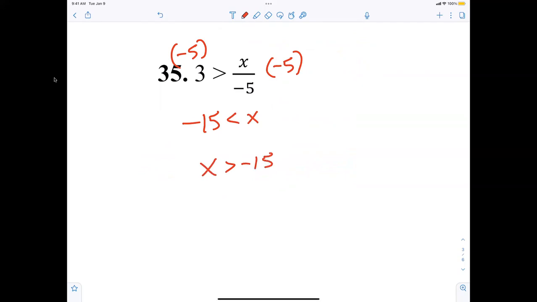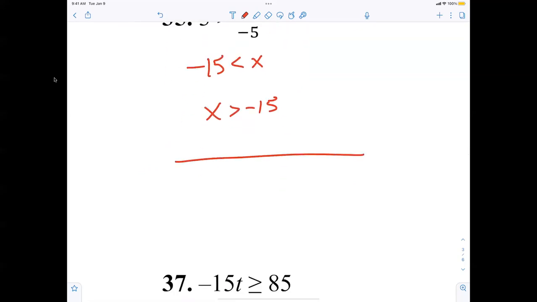Two flips right there. You've got to be careful. Let her finish, then you can ask me. And then negative 15 and positive 15. Open circle. Right. There you go. Very nice.